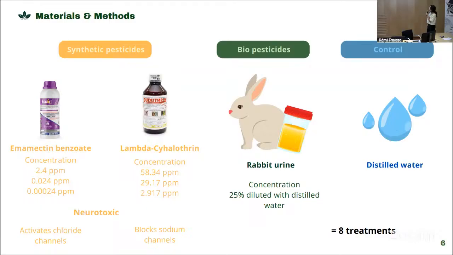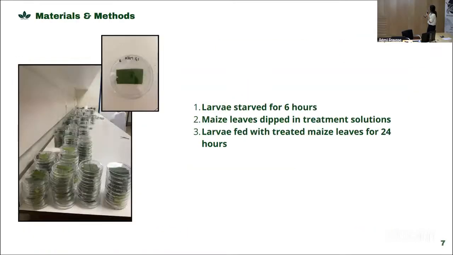I also added a biopesticide, which is rabbit urine, which is commonly used by Kenyan farmers when they can't use insecticide. And I also added a distilled water control. So in total, I have 8 treatments.